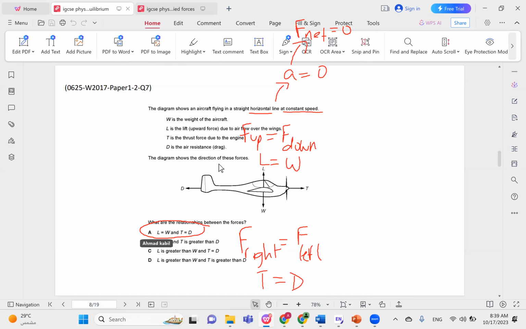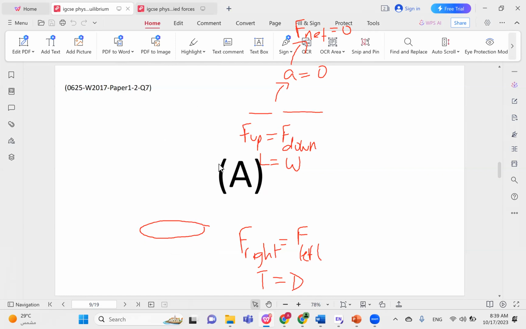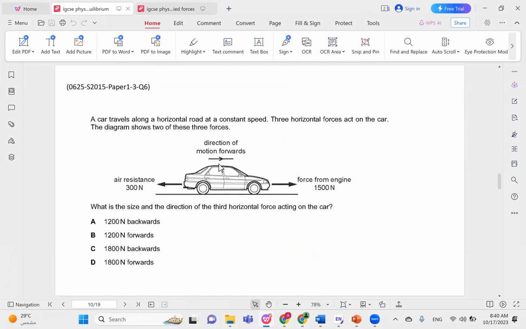There cannot be any force greater than any force, otherwise the net force would not be zero. A car travels along a horizontal road at constant speed. Again, constant speed means zero acceleration, and this means zero net force. You must be able to write these conclusions automatically whenever you see the words constant speed, so that they help you answer the question without any confusion.